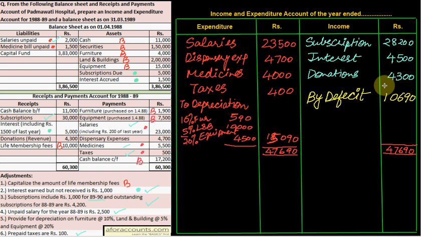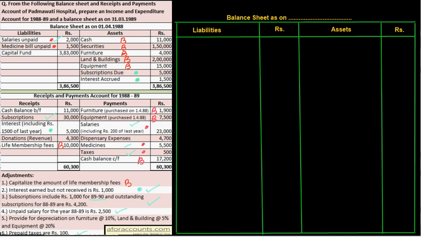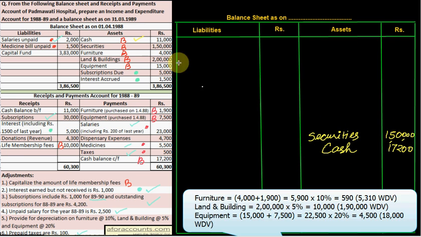Now we'll go to plot the balance sheet. Starting with plotting our balance sheet. First item is cash. Cash here in the opening balance sheet was 11,000. Look at receipts and payments, opening 11,000 and closing 17,200. So take the closing cash, 17,200. One item of the balance sheet is done. Securities 1,50,000 and no change in securities. So as it is, securities 1,50,000.